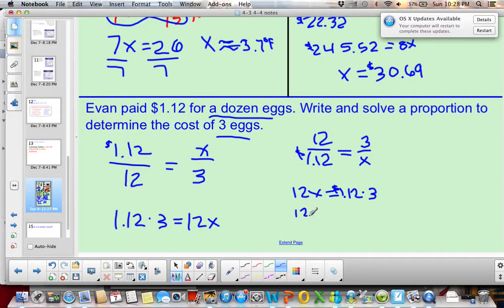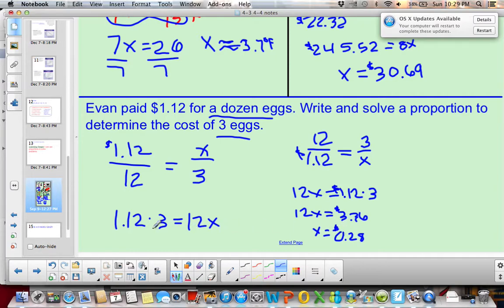So 12x equals 336. Oops. And then we divide that by 12. And we get x equals 28 cents. And that, remember, is for 3 eggs.